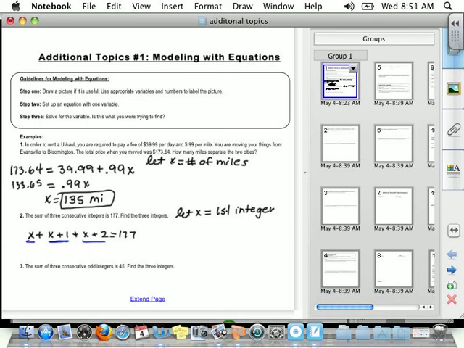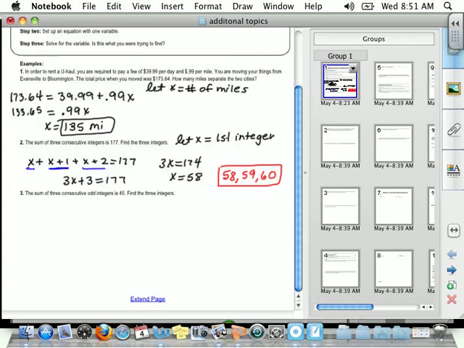So add them together so you get 3x plus 3 equals 177. Subtract the 3 so you get 3x equals 174. So x equals 58. Now the question was find the 3 integers. So your last step is to actually write what those 3 integers are. So 58 was the first one, 59 is the second, and 60 is the last one. So that's your answer. Make sense?